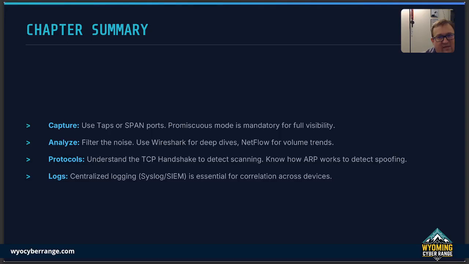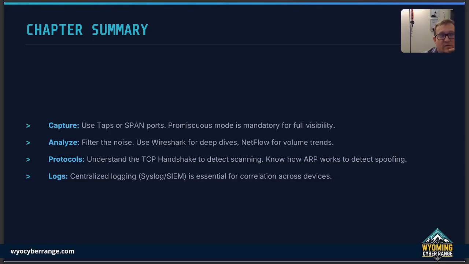So we will use taps or spanning ports. Keep in mind that we need promiscuous mode as mandatory for visibility. It doesn't matter if we're dealing with wired or wireless on that. We need promiscuous mode. We're also going to analyze using tools like Wireshark or NetFlow.